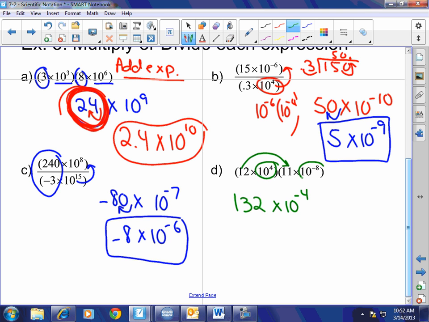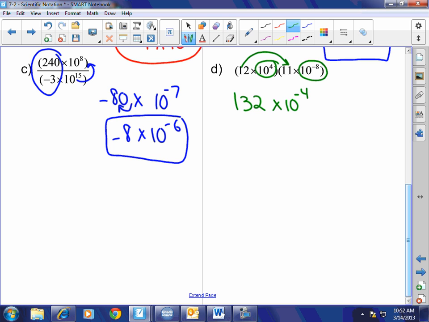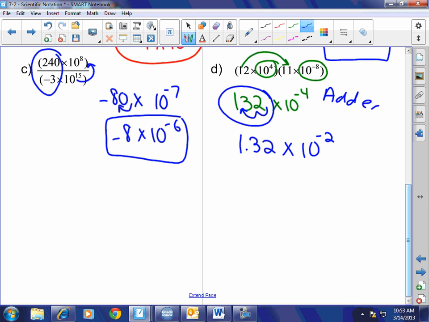Because 10 to the 4th times 10 to the negative 8, when the bases are the same, you add and keep the sign. Now, is this in proper scientific notation? No. So I'm going to move the decimal 1, 2 to the left. Give me 1.32 times 10 to the negative 2. Very good. Why negative 2? Because I moved it 2 places to the left. The original number was larger than 1, so I add exponents.